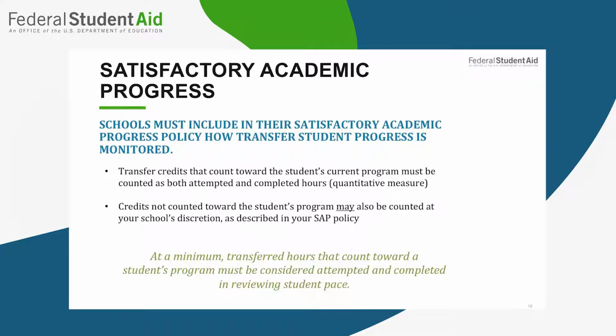That's necessary for the quantitative measure at SAP. That means those transfer credits that count toward the student's new academic program at your school have to be counted as both attempted and completed. But the second bullet is important. It says the credits not counted toward the student's degree program may, and that word may is important, may also be counted at your school's discretion as described in your SAP policy.